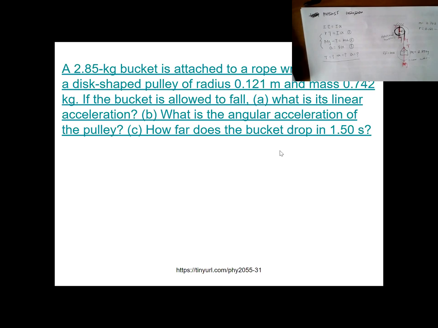And then for C, it's asking how far the bucket drops in 1.50 seconds. So part C is purely just linear motion. I think I have the equations set up. I will have you try to solve those 3 parts, and then we can take a look at the solution in a few minutes together.